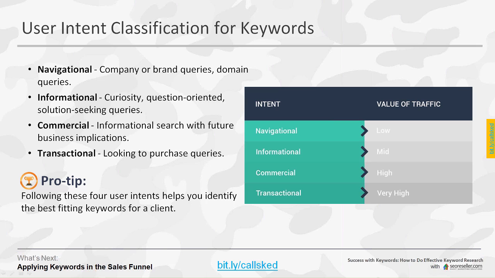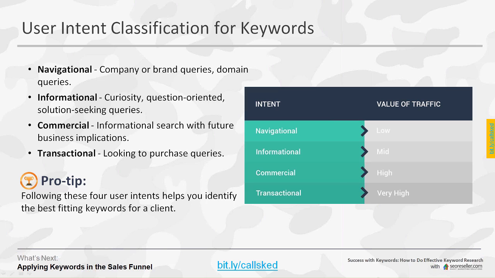Navigational keywords are company or brand queries or their domain queries. An example of this might be for SEOreseller.com, it might be SEO reseller with or without the space. That would be a navigational keyword for us. For Nike.com, their navigational keyword would be Nike. And for Macy's, it would be Macy's, and so on and so forth.